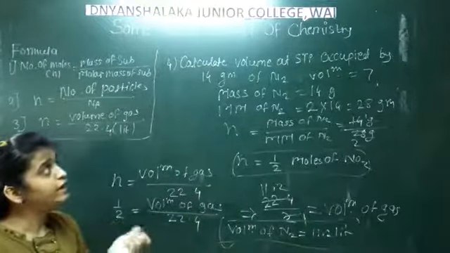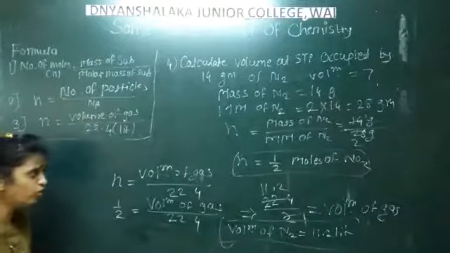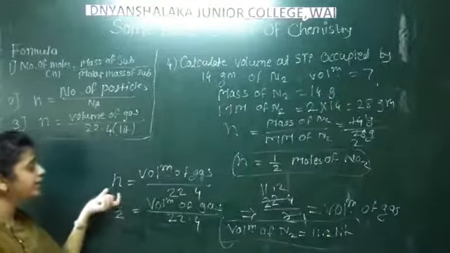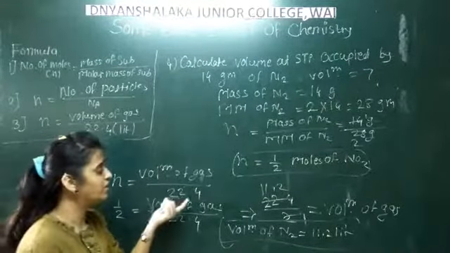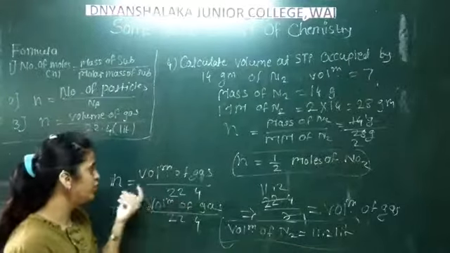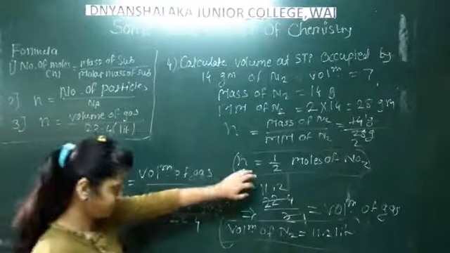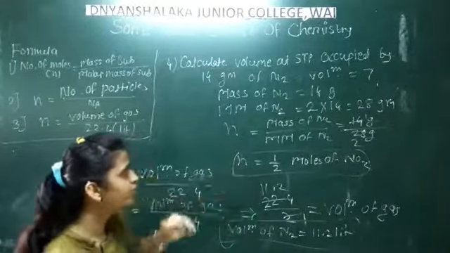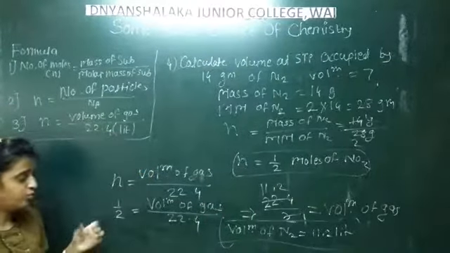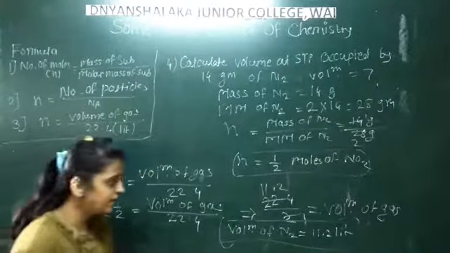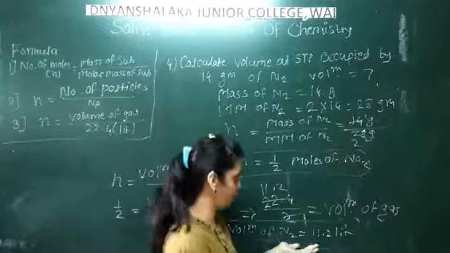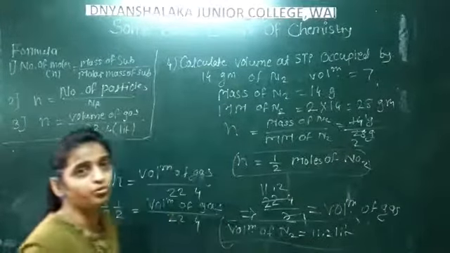So we have to find the volume of nitrogen gas. We use the next formula: n is equal to volume of gas divided by 22.4. We have calculated the number of moles as 1/2. Putting this value in, we get the answer: the volume of gas N2, nitrogen, is 11.2 liter.